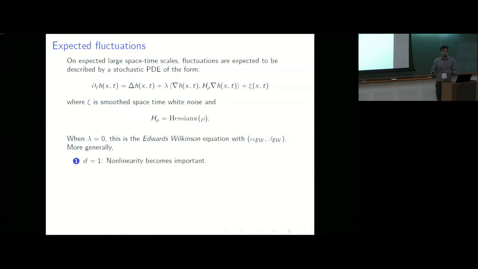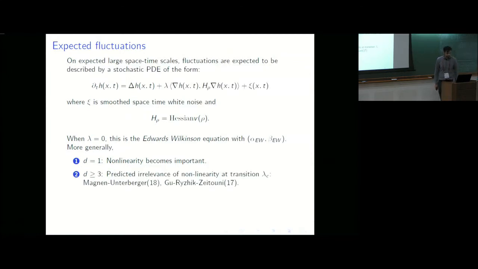Different things happen in different dimensions. The case Tomohiro was talking about was dimension equal to 1. This equation wasn't originally well posed, but now is, from Hairer's regularity structures. When d is greater than or equal to 3, it's predicted that for some values of this lambda, this nonlinear term is not important. So then you just get the Edwards-Wilkinson equation. And for some parameters it is.